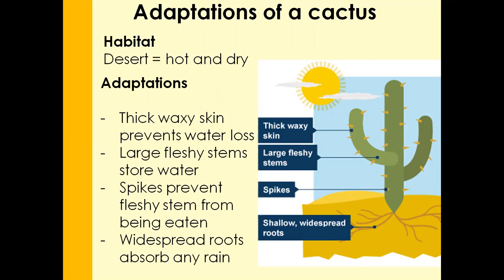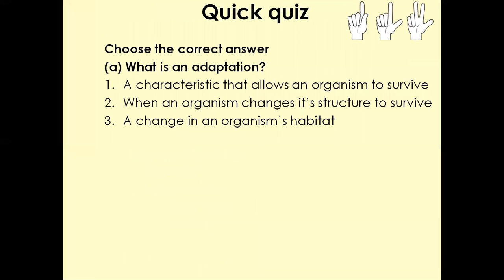To adapt in conditions like these, any plant or animal must learn to conserve water. For this, cactus has spines instead of leaves to reduce the surface area so that less water is lost in a hot desert environment. It also has roots which are widespread to absorb any rain. Pause the video and see if you can answer this question.